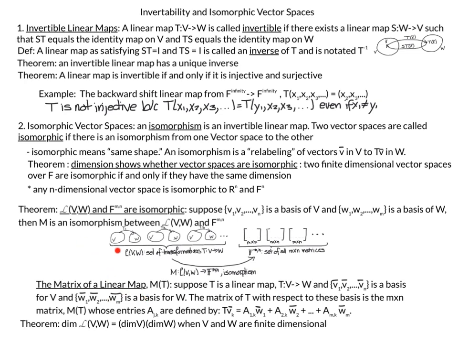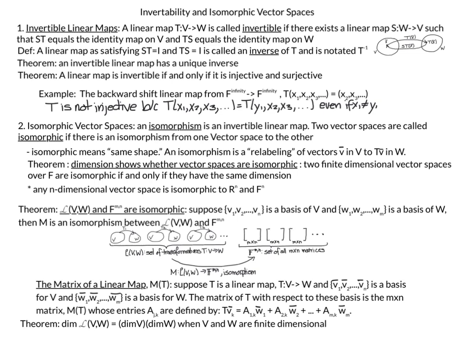So this might seem kind of strange because now you have a mapping that takes mappings, or a mapping of mappings, to matrices. It seems very meta, but I will tell you, you want to get comfortable with this idea because we're going to do mappings of mappings in the next two or three videos. Finally, we have this theorem that says the dimension of the space of linear maps from V to W is equal to the dimension of V times the dimension of W, when V and W are finite dimensional.